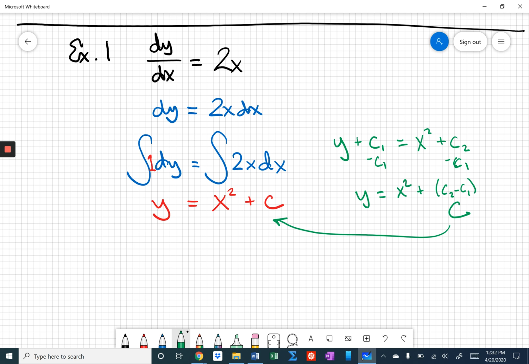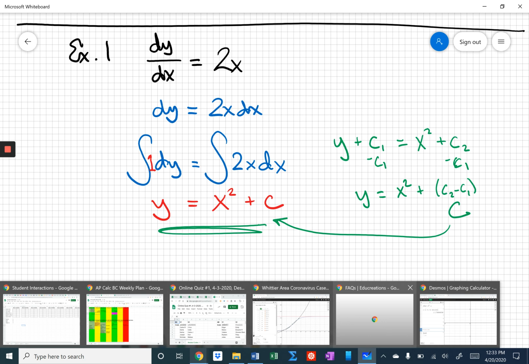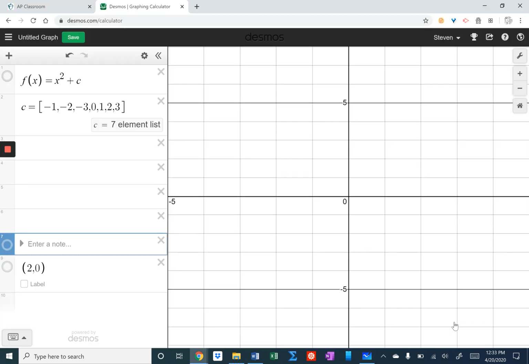The nice thing about this one is we've already solved for y. That's not going to happen all the time. And so we might have to do a little bit of algebra at the end of the problem to solve for y, if the problem asks us to. Now remember, the solution here gives us a family of curves. That's something we have talked about before. And so let's go take a look, just as a reminder.